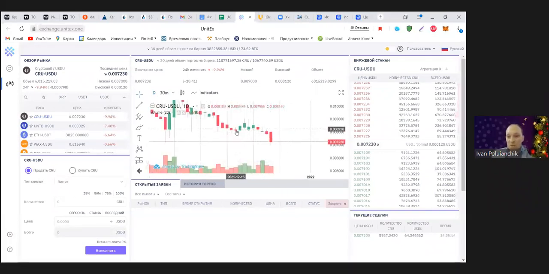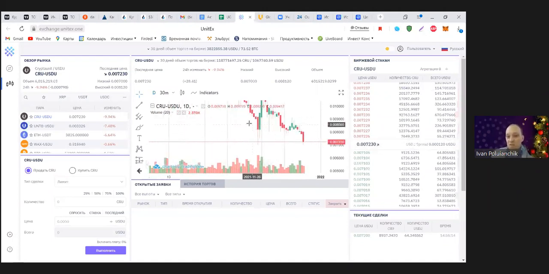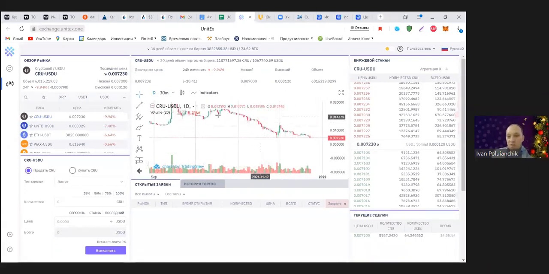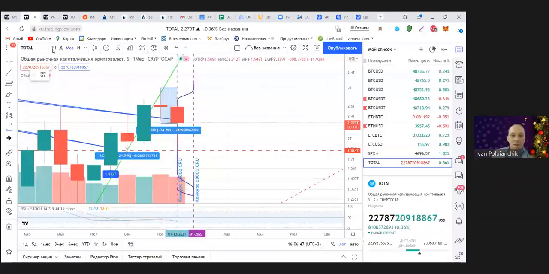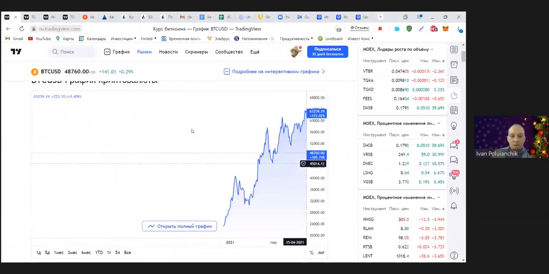And I'm happy because I was buying here at 8 cents. I bought myself $1,000 worth of CRUs, and then I'll buy $1,000 more at 7 cents. I will make even a bigger profit here. I bought here, I bought here. For me, this thing looks exactly the same as in 2017, the story with the Bitcoin.